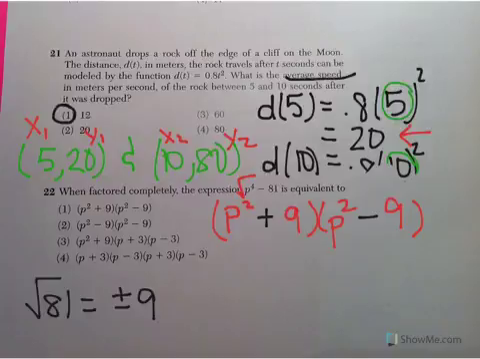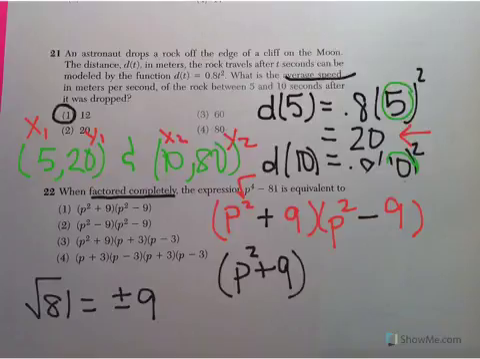When they say factor completely, that means you're going to factor probably twice, okay? Here's the first time, now we're going to factor one more time. So the p squared plus 9 can't be broken down any farther. It's not a trinomial that we can factor. It doesn't have any greatest common factors that we can take out, and it's not the difference of two perfect squares, so we have to leave it as it is.